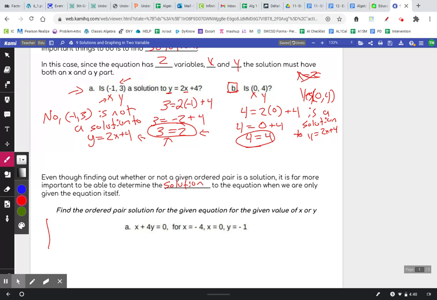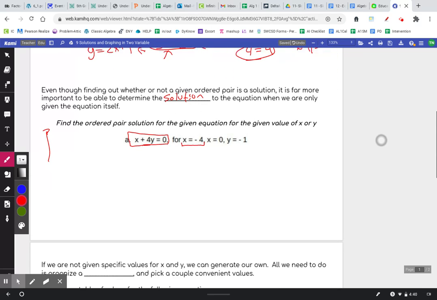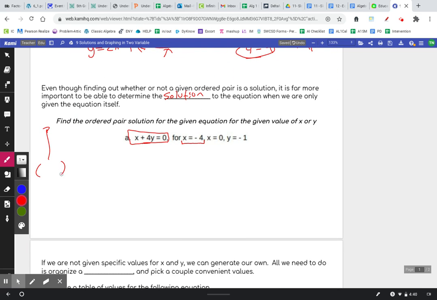Okay, so here we're being asked, find the ordered pair solutions for the given equation for the given values of x or y. So here it looks like our equation is x equals 4y plus 0. And the first thing we're being asked is, what's the solution when x equals -4? So imagine this. I know in this ordered pair that I have an x and a y, and in this first one, we know the x is going to be -4, and it's essentially asking, what is y? What should go right there?